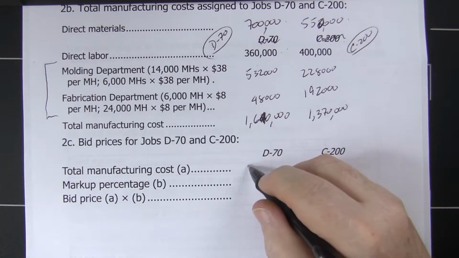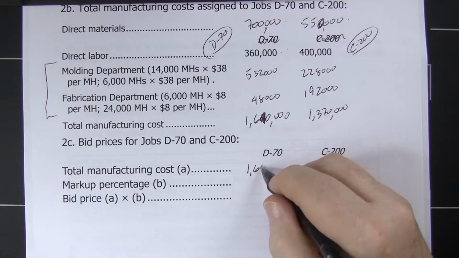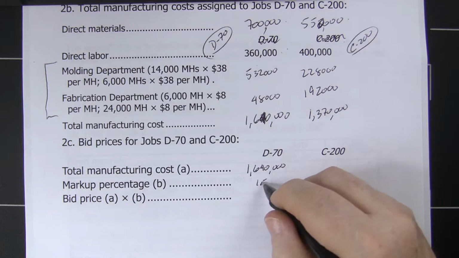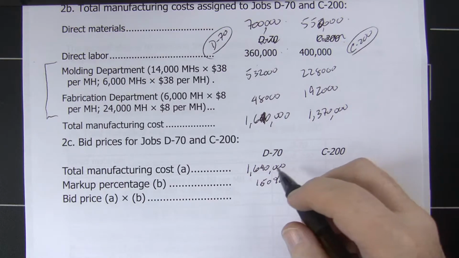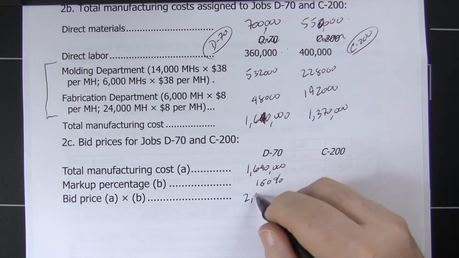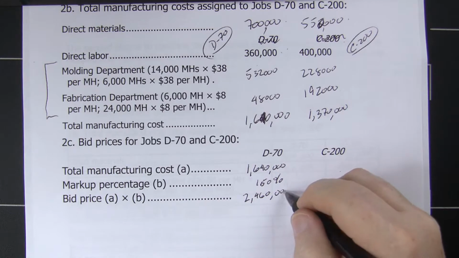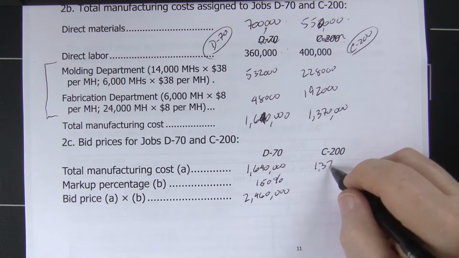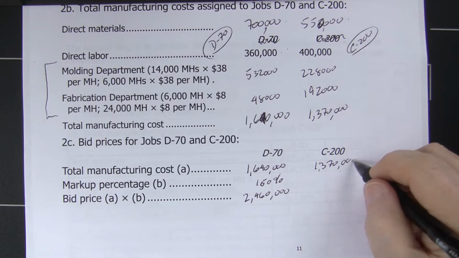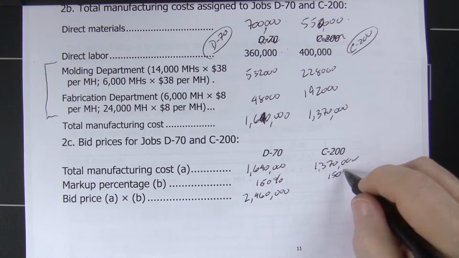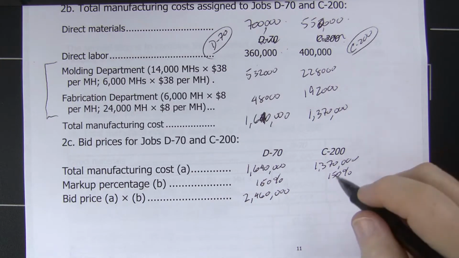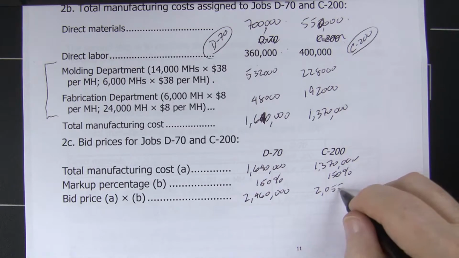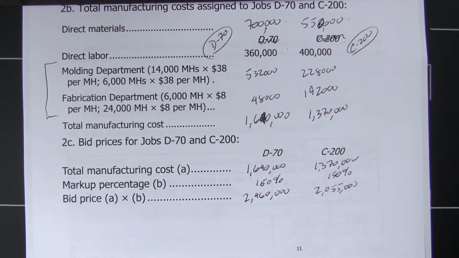So the manufacturing cost here was $1,640,000. We're still going by the 150%. That gives us a bid price here of $2,460,000. The manufacturing cost here, $1,370,000 times 150%. We come up with a cost of $2,055,000.